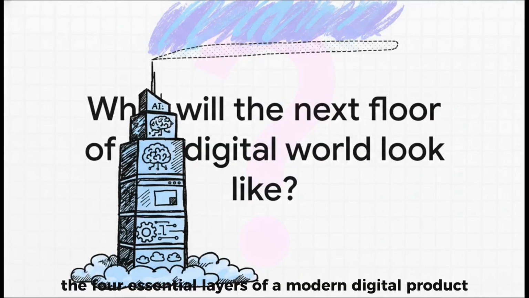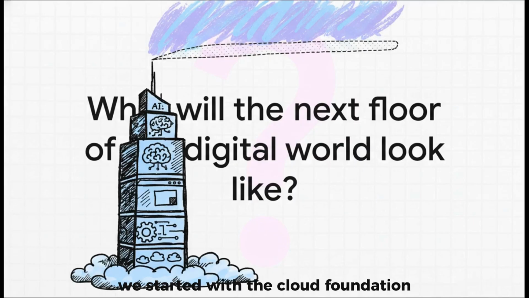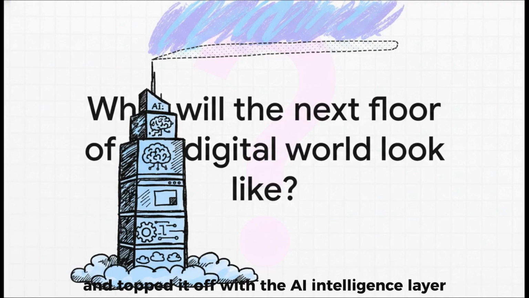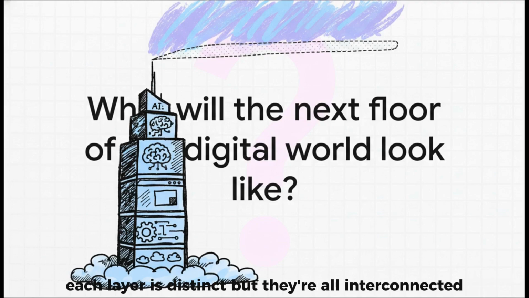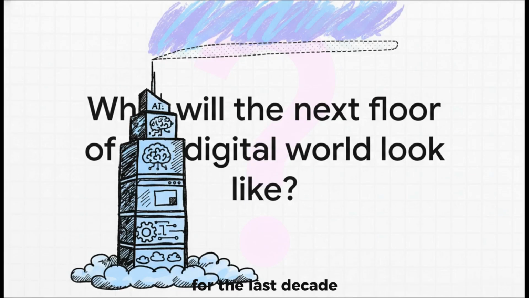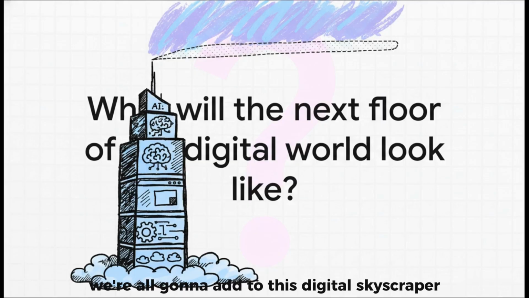So there you have it, the 4 essential layers of a modern digital product. We started with the cloud foundation, built the backend engine and the front-end experience, and topped it off with the AI intelligence layer. Each layer is distinct, but they're all interconnected. This is the architecture that has defined software for the last decade. So the real question for every founder, operator, and developer out there now is, what's the next layer? What's the next floor we're all going to add to this digital skyscraper?